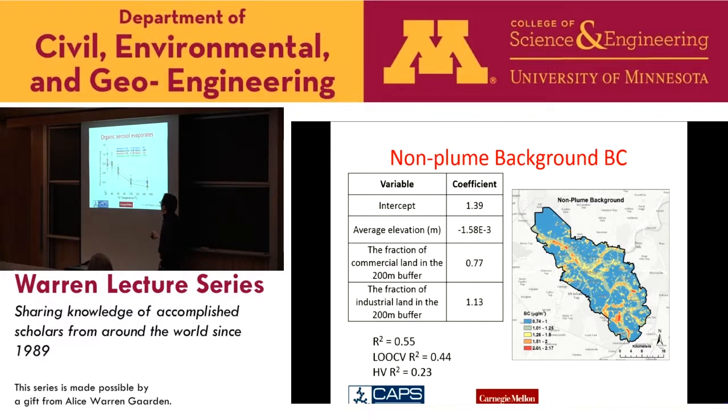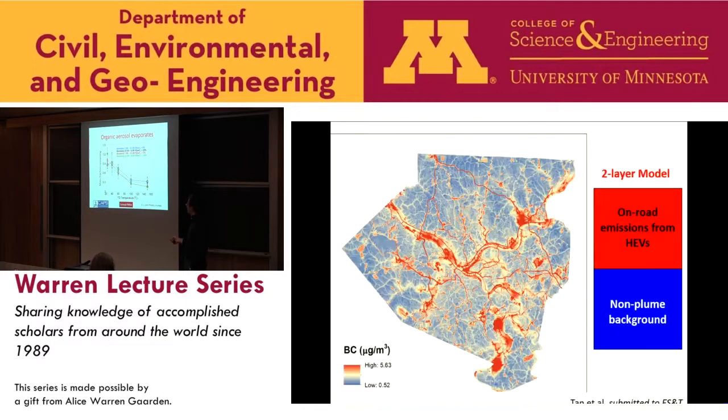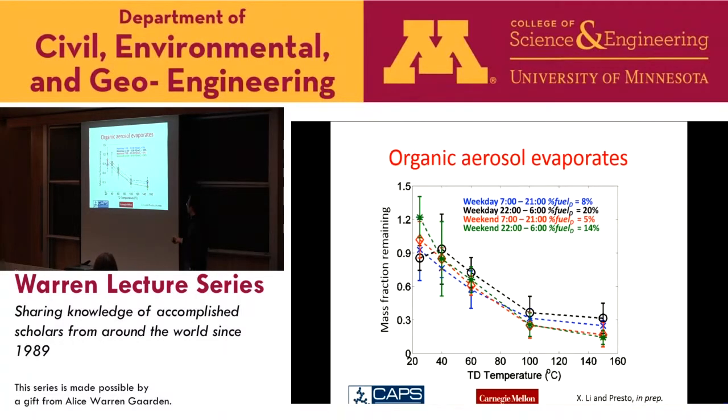Organic aerosol evaporates. So this is some work done by my student Shang Li. He was measuring organic aerosol in a traffic tunnel. So he's just heating it in a thermodenuter, which is essentially a heated tube, and looking at how much evaporates. And when you heat it, most of it evaporates. A similar thing happens when you dilute it, a bunch of it evaporates. And one thing we're interested in going forward is how this plays out in these near source regions.